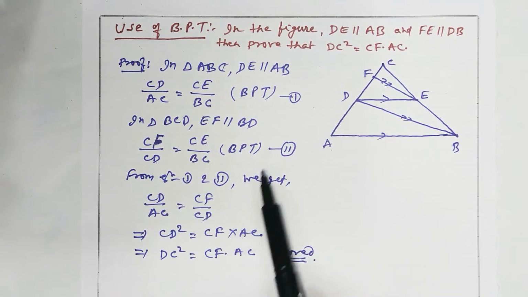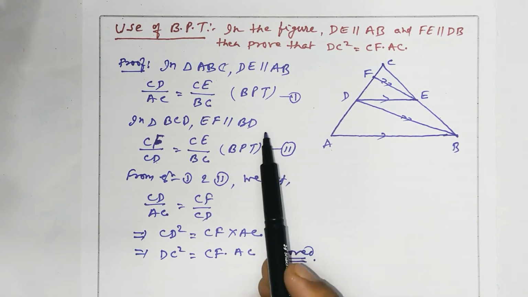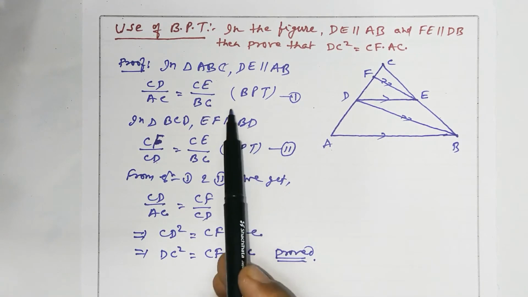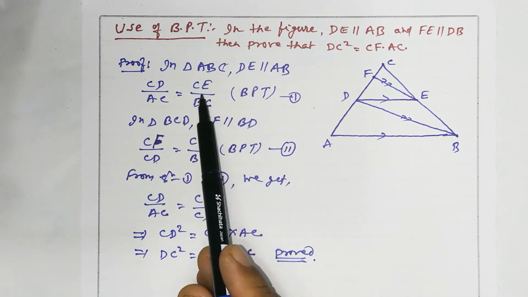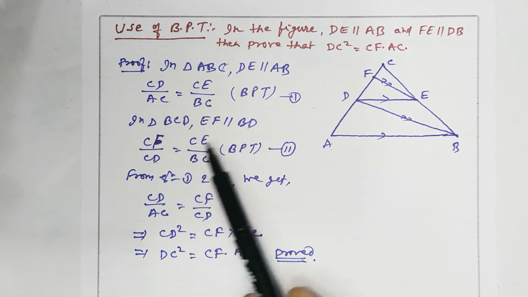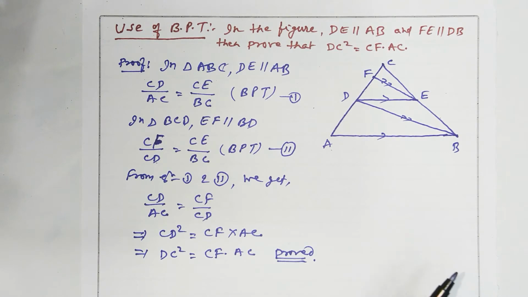So it's a very easy task to use BPT. Very little has to be written here. Only the triangle and the parallel sides. Then we take the ratio of which sides are equal. I hope it is clear to all of you. Good.